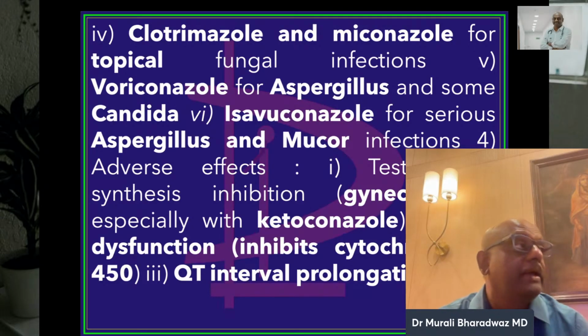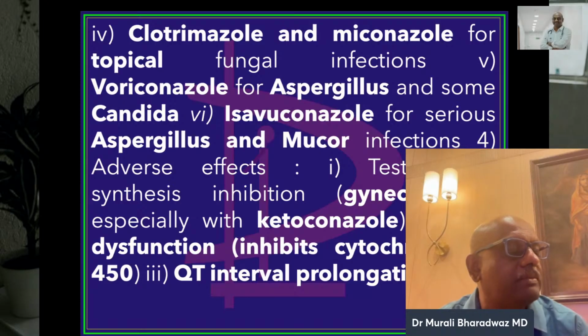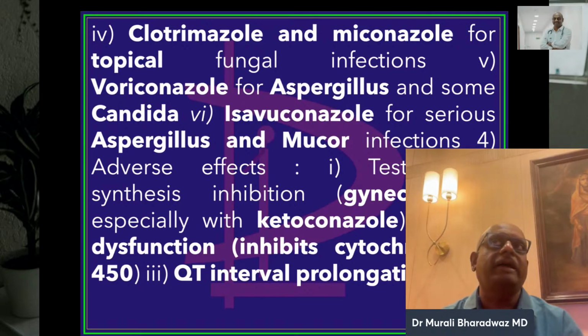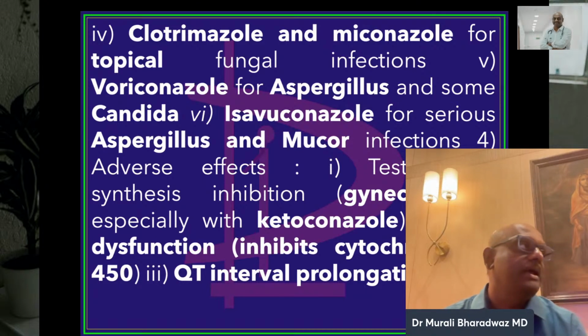Similarly, in immunocompromised people, aspergillus infection is very common. Voriconazole is used for aspergillus and candida. Isavuconazole is used for aspergillus and mucor.